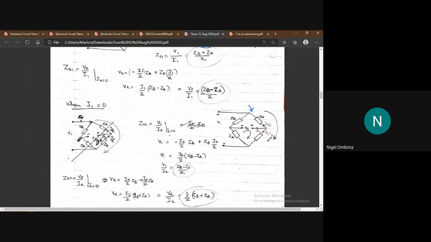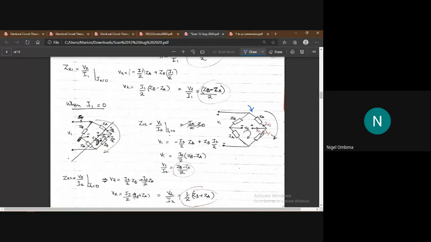I1 is equals to 0. So this is supposed to be ZB. Yeah. V1 over I2. So the Z12 now. V1 over I2, whereby I1 is 0. We consider current, this I2 now, because this is V2. I2 will flow this side, and it will come and split into two, this side and this side. This one will become I2 over 2, and this one will become I2 over 2, and you're gonna flow to the other side.